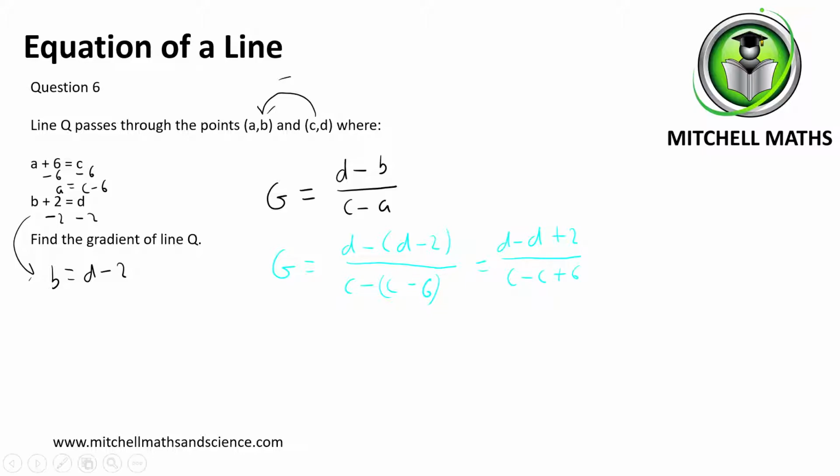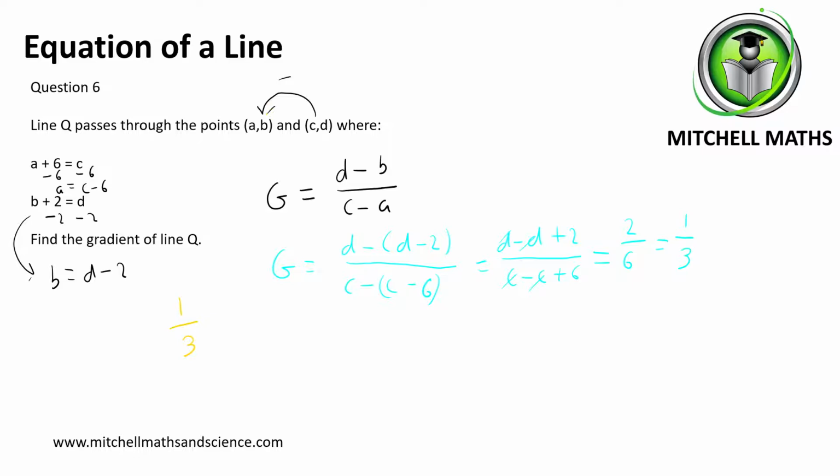Remember, double negative. So do remember you do need to take away both the 2 and the 6, the minus 2 and minus 6. And because it's double negative, that's why you're going to get a plus. And you can actually see from this that the d's cancel each other out, the c's cancel each other out, and you're left with 2 over 6. And this can be simplified if you divide top and bottom by 2 into a third. Therefore, our answer, the gradient of line Q, is a third.